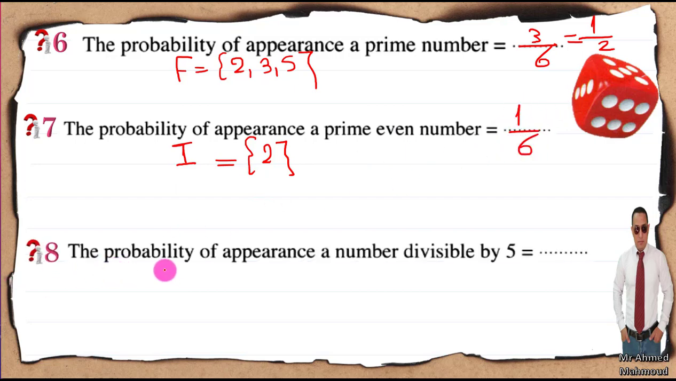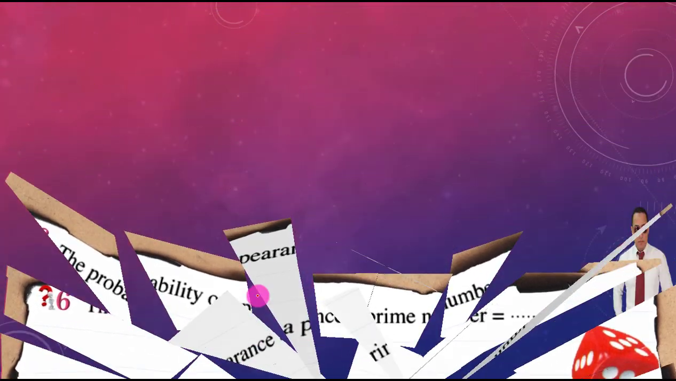Now number 8: the probability of J, a number divisible by 5. Divisible by 5 means the multiples of 5, so it is 5, 10, 15. But in the sample space, there is only 5 that is divisible by 5, which equals 1 over 6, because we have one number only over 6 numbers. Okay, now let's study some remarks.